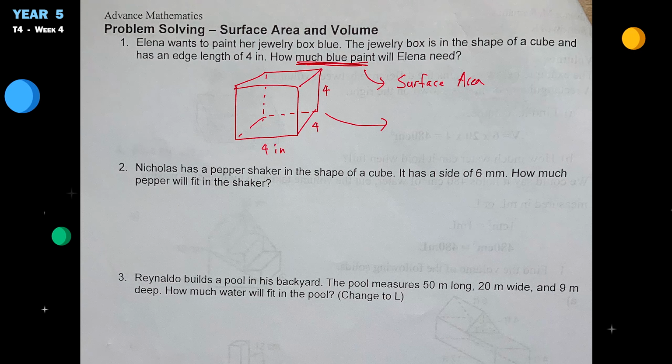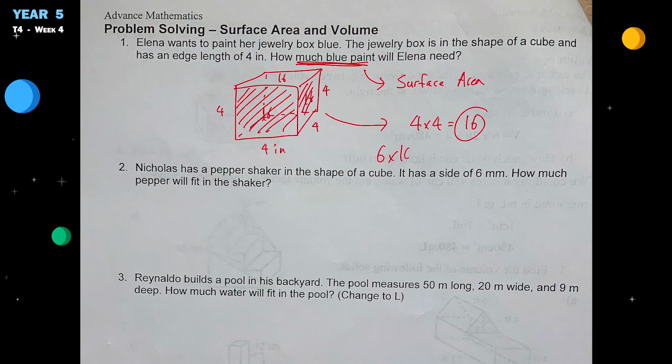So for surface area, we find the area of one surface. This is 4 by 4, it's a square. So the area of this is 4 times 4, which is equal to 16. That's one face. Now all of the other faces are also 16. There's 16 here, 16 here, and we got 6 faces. So 6 times 16, and you get the answer in inches squared. Multiply that, and you get the surface area.